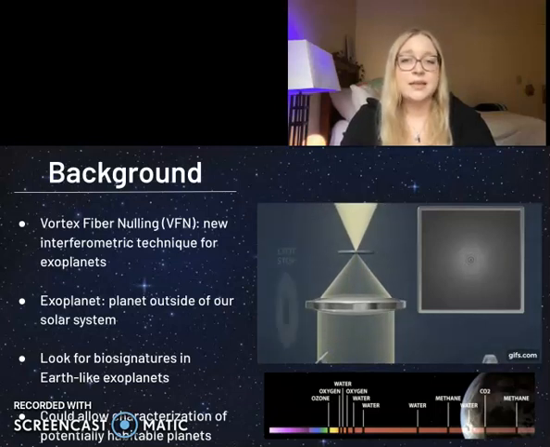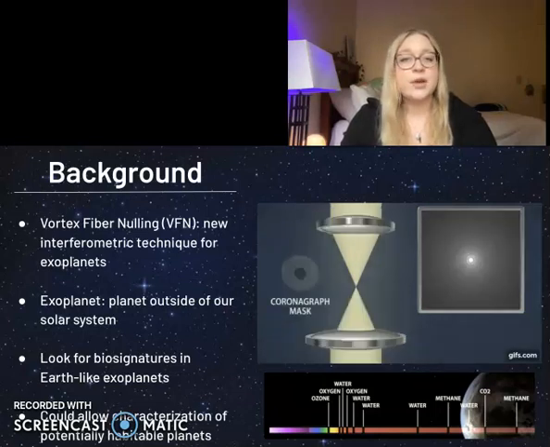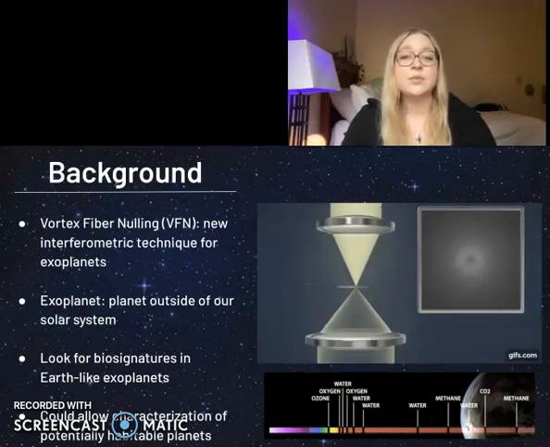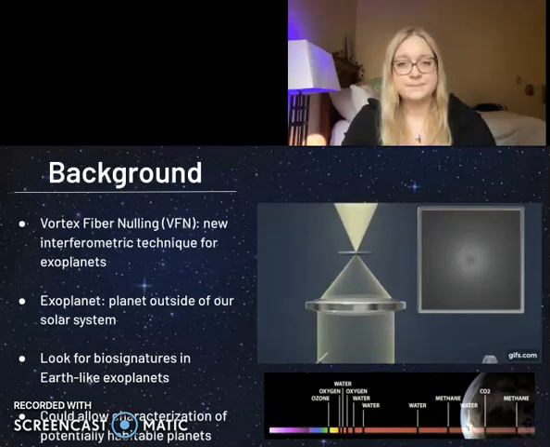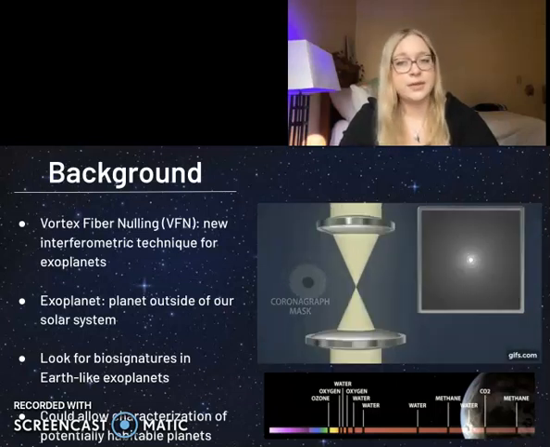A Lyot stop is then added to block most of the remaining starlight, and as a result, the starlight is suppressed to the point where the planet is now visible since it's not behind the star's glare. This light will be used to characterize the atmospheric composition of these planets using spectroscopy.